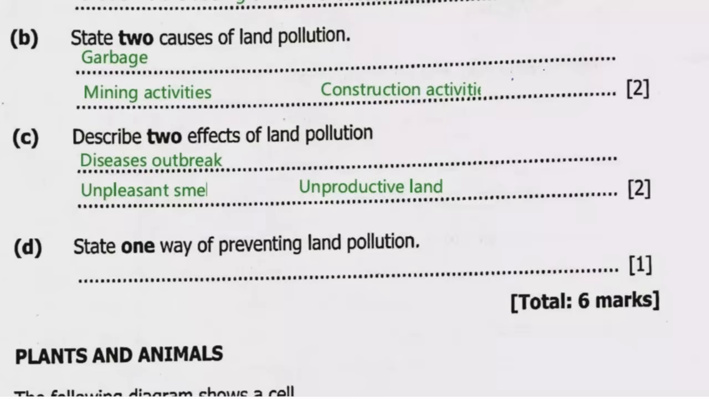D, state one way of preventing land pollution. How can we prevent land pollution? So we talked about garbage. So the best way is we stop dumping garbage anyhow.